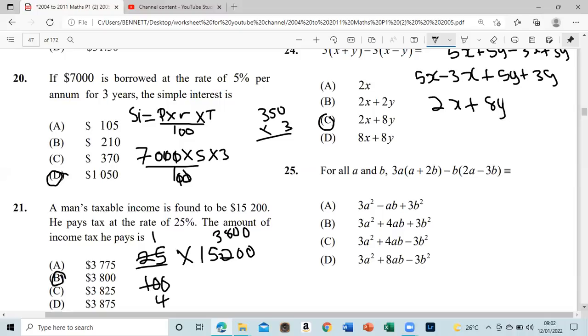For all A and B, 3A plus that equals. All right, so let's expand the bracket again. The 3a times a will give us 3a squared. 3 times 2, that's 6. Ab minus b will give us minus 2ab.